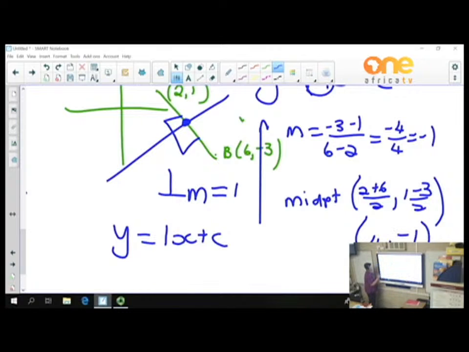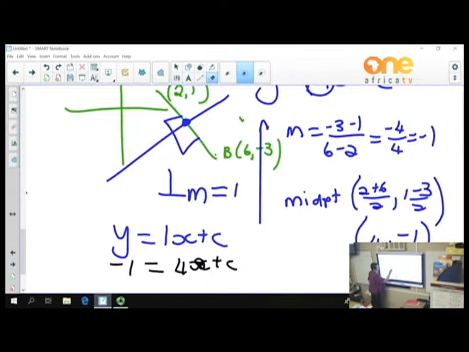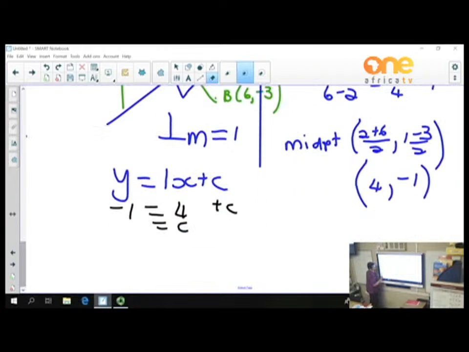So now I can substitute that point, because that is the point through which it passes. I'm going to substitute it in. So -1 is equal to 4x plus c. No, sorry, I need to substitute x with a 4, and that makes c then equal to -5. So the equation is y is equal to x minus 5. Okay. I want you now to do for me, try now 17.